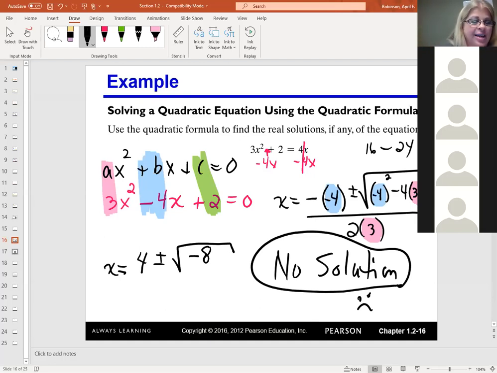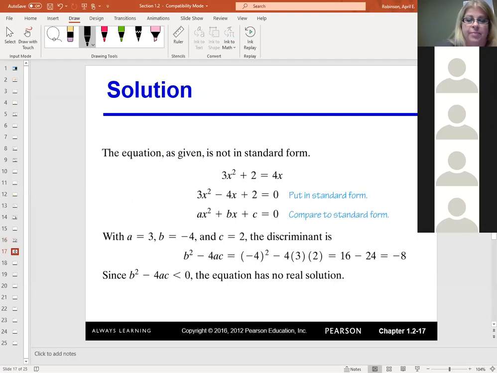All right, and then I'm guessing that, yep, here's their explanation. Now they just used the discriminant. I was just working the problem and found it that way.